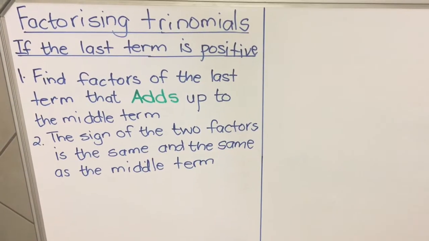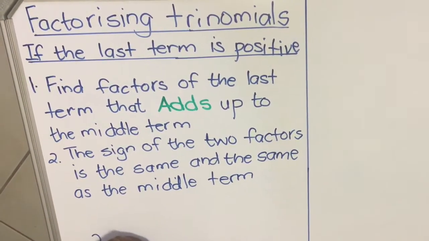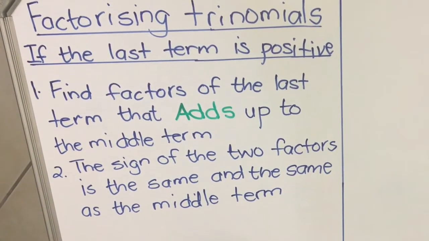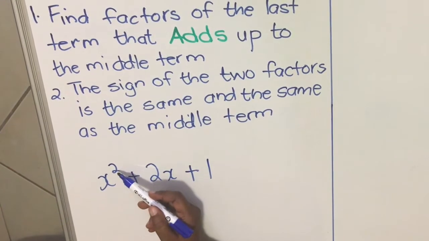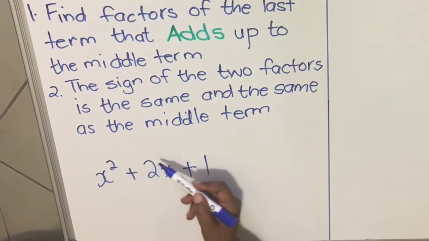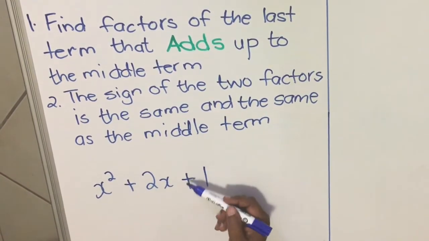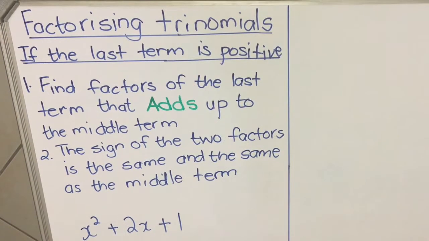Let's look at what a trinomial is. It's an expression that has three terms. It will have x squared plus 2x, for example, plus 1. So this is the first term. This is the second term, or the middle term, because it's in the middle of these two, and this one is the last term.